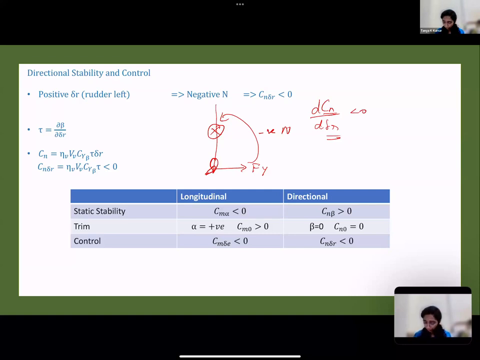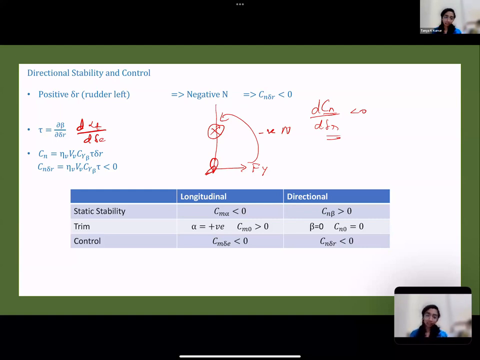So there it was, d alpha tail by d delta e. Similar parameter. Okay. Then we just look at the formulas for Cn and Cn delta r. Very similarly derived as compared to the longitudinal case. So you can just follow the same steps and get these formulae.